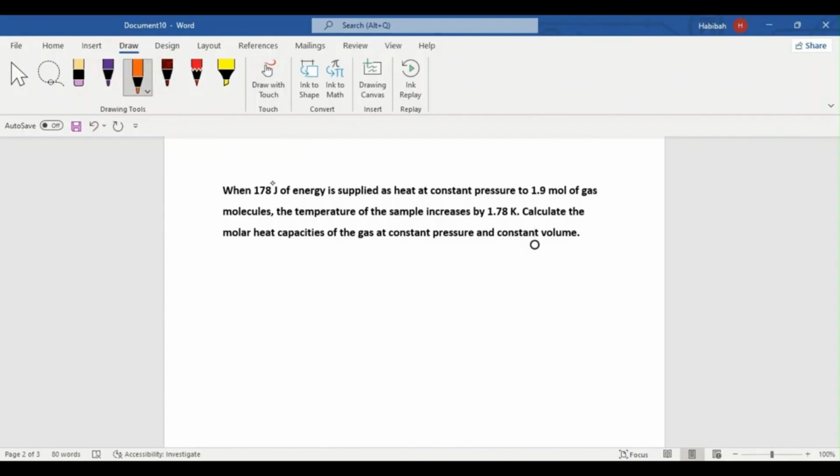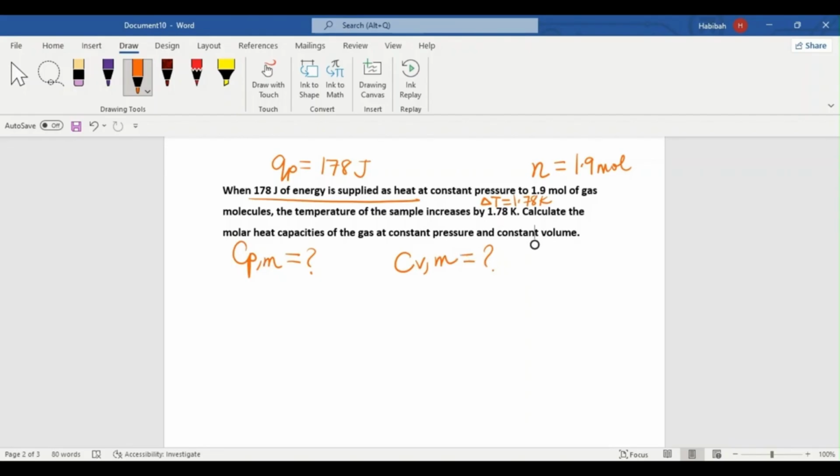The first thing is we're going to reread the question and jot things down. We're told that 178 joules of energy is supplied as heat, so Q equals 178 joules at constant pressure, so Q sub P, to 1.9 mole of gas molecules. The temperature increases by 1.78 kelvins, so change in temperature equals 1.78 kelvins. We're asked to calculate the molar heat capacity of the gas at constant pressure, that would be Cp,m, and at constant volume, Cv,m.